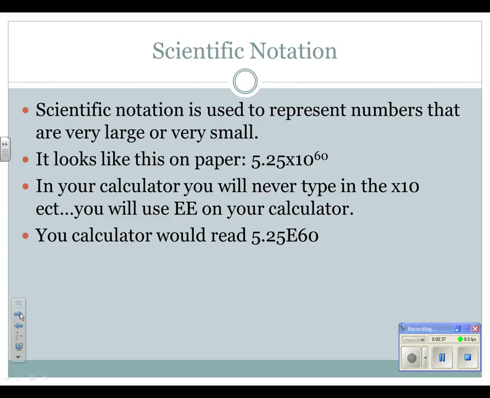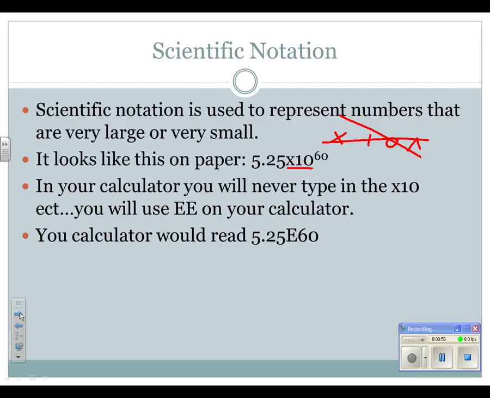So the big thing in your calculator is that you will never do the times 10 exponent. So if you're hitting the X button, and then the 1, and the 0, and then the little caret, don't do that. That will give you the wrong answer sometimes. It will not ever give you the right answer all the time.